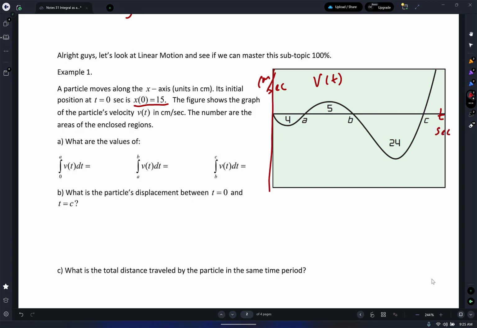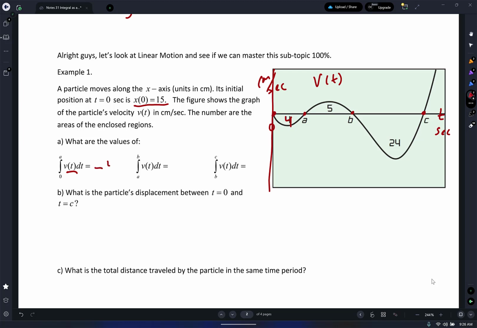The numbers are the areas of the enclosed regions. So this is the area of the region between 0 and A, the area between A and B, and the area between B and C. Are we still okay? All right, so letter A, what are the values? And they tell me. So this is my v of t graph. And I know that the integral from 0 to A of v of t just means area under the curve, right? So that value, from 0 to A, is that area below the x-axis.